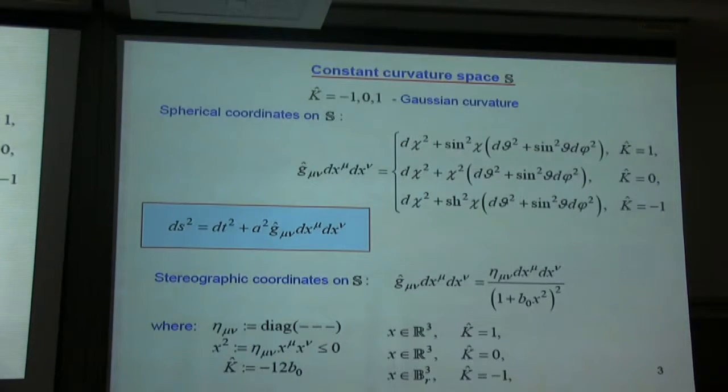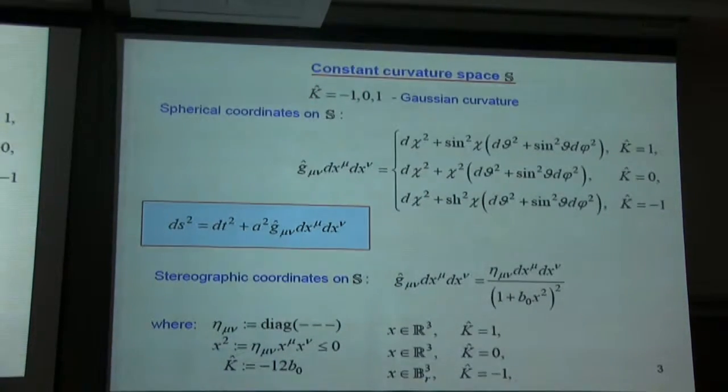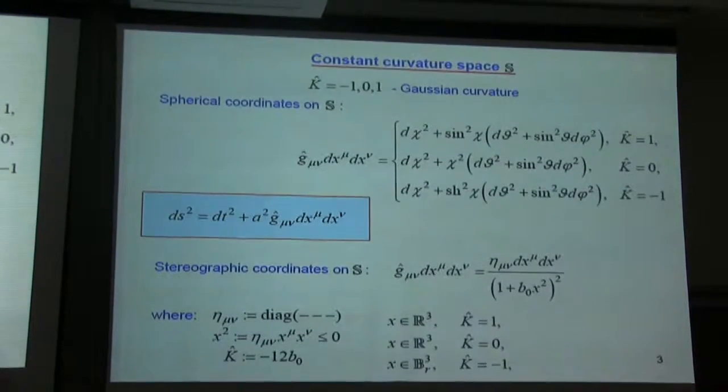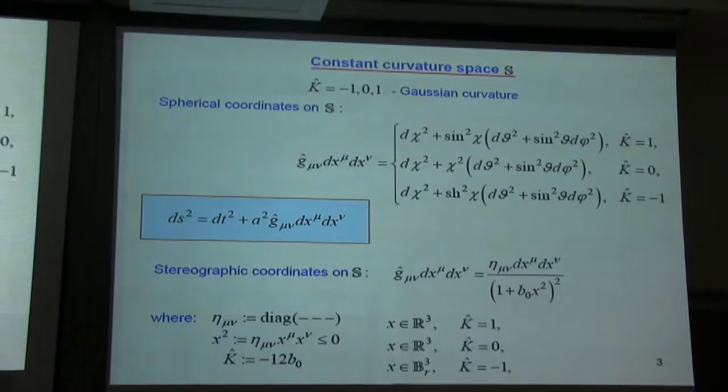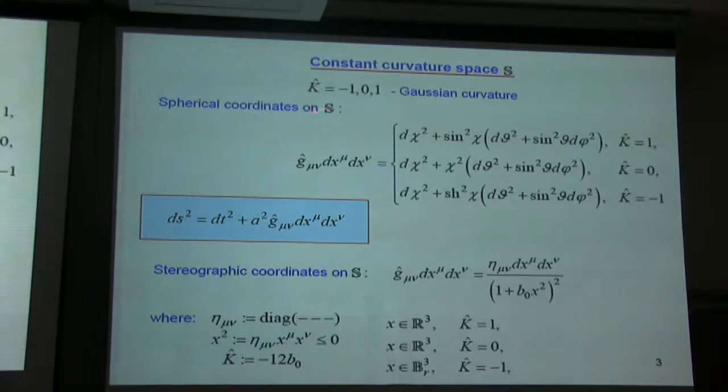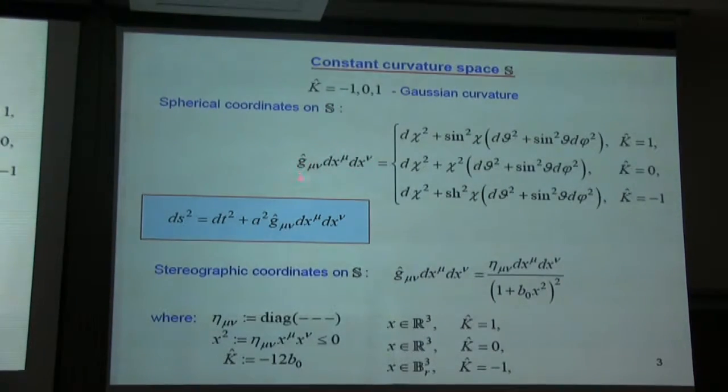Let me briefly discuss constant curvature manifolds. Let k̂ be the Gaussian curvature. It can take three values: minus 1, 0, and 1. If you choose spherical coordinates on S, the constant curvature space, then the three-dimensional part of the metric takes one of these three forms. And in this form, there is nothing to be generalized.